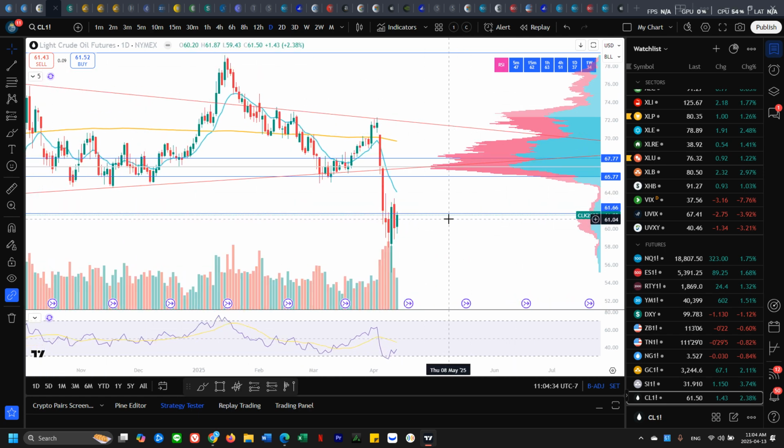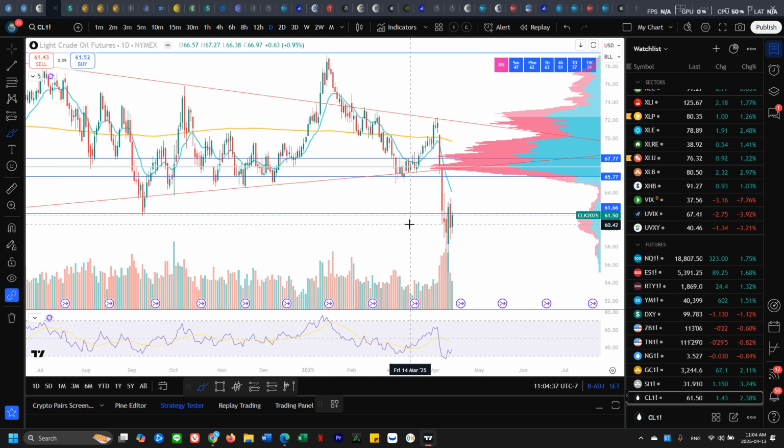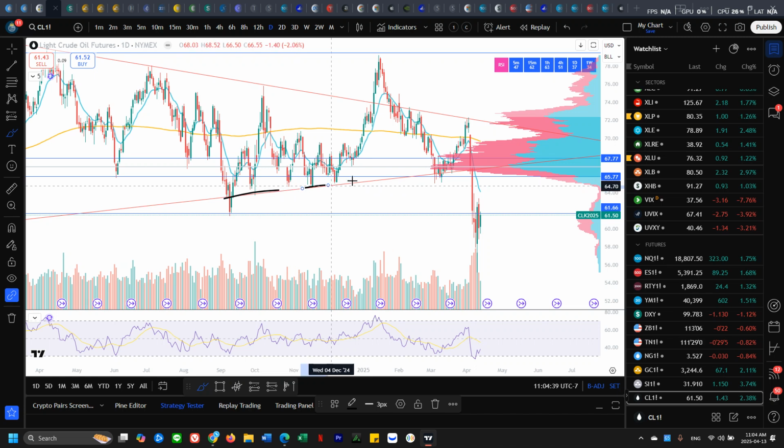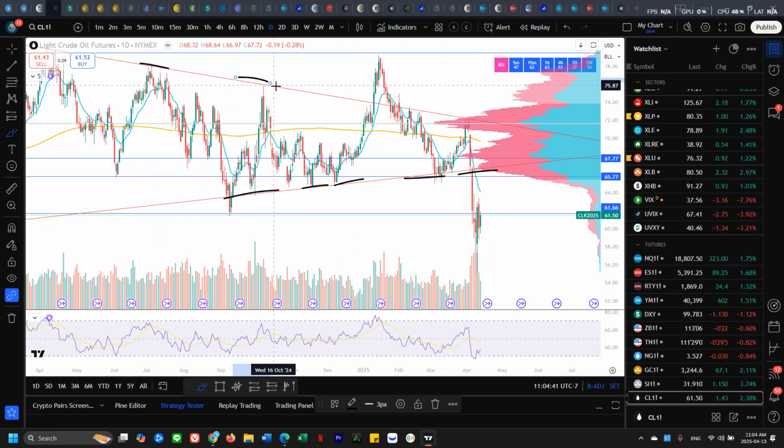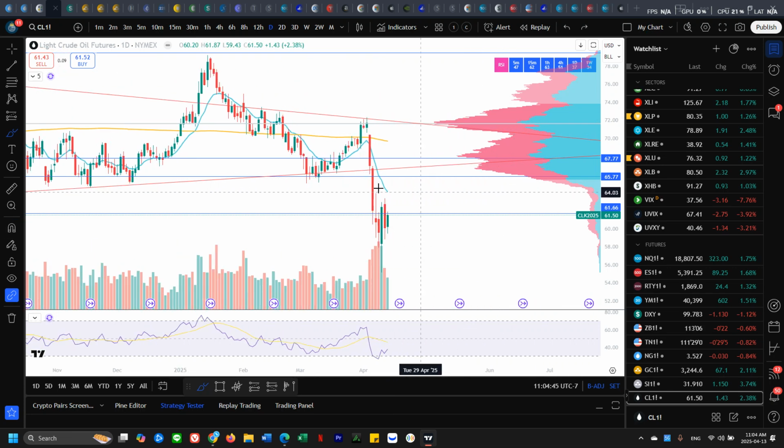And let's get going on oil. So oil, bear break, right? Longer term support. We looked at this for many months. Bear break here. Nobody saw this coming, right? It is a news event, right?